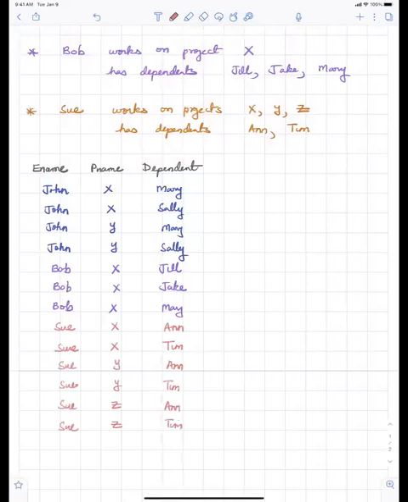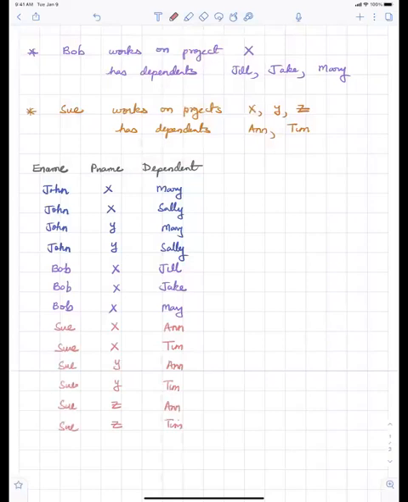Okay, so now you can see this table. And as you can see, there's a lot of redundancy in this table, in the sense that you have to keep repeating. But the problem is, how do you divide this table? Because you cannot say that there is no functional dependency in this table.